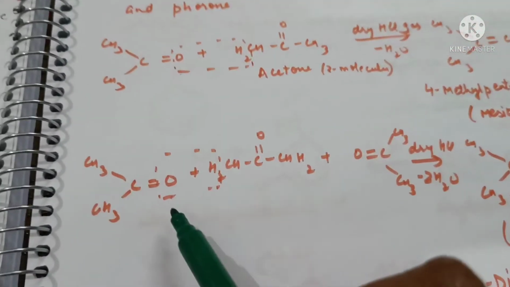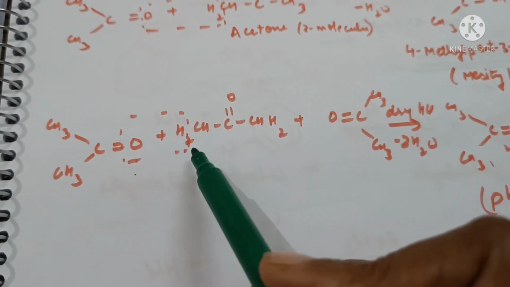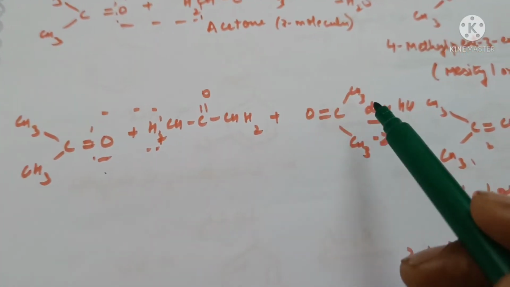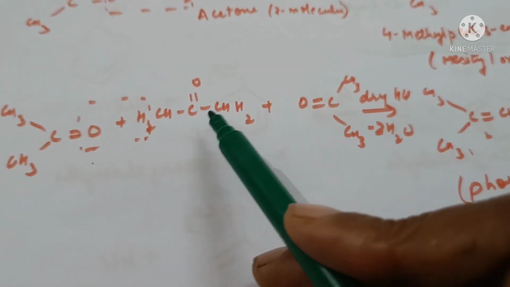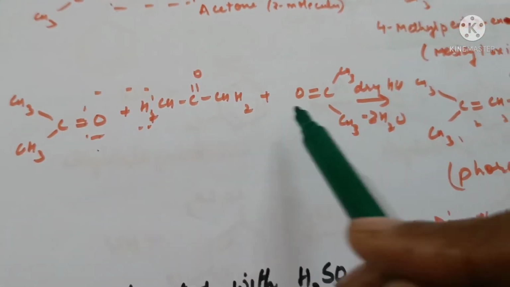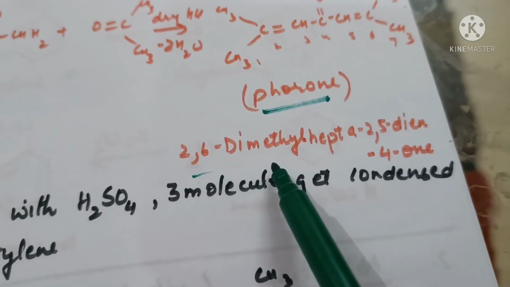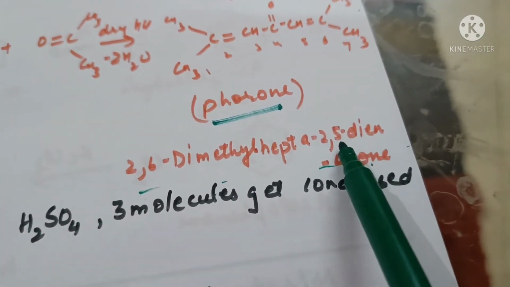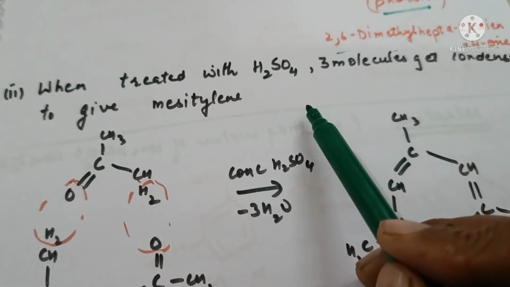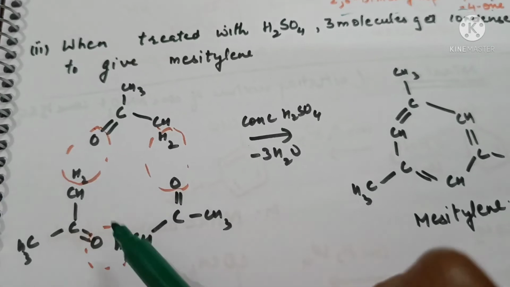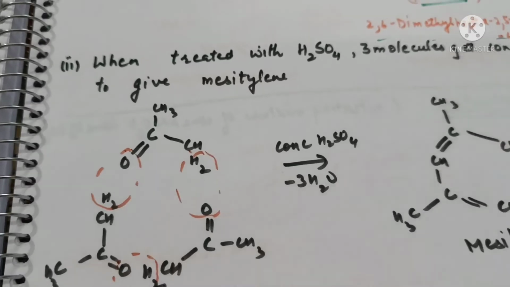And if 3 molecules combine, then the oxygen of one acetone will combine with 2 alpha hydrogens of the other. Similarly, the oxygen of the third one will combine with 2 alpha hydrogens of the middle one, and the 3 combine together to form this product, which is commonly known as phorone, and its IUPAC name is 2,6-dimethylhepta-2,5-dien-4-one. When treated with sulfuric acid, 3 molecules of acetone will combine to form this cyclic product, mesitylene.